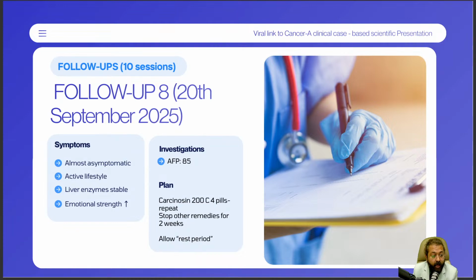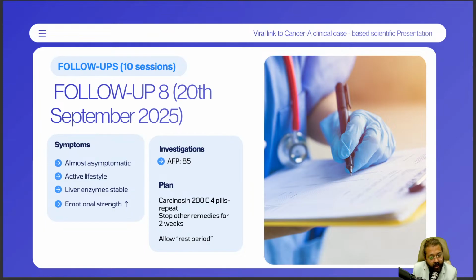Then, as AFP got to 85, Carcinosin 200 was repeated, because as we know, this is a cyclical process. Carcinosin is his own constitutional medicine, even though it looks like an intercurrent. But whenever we give the constitutional medicine, we should not look at whether Carcinosin or whatever medicine is coming up. We need to see that the case requires it, so it is the constitutional for that case.